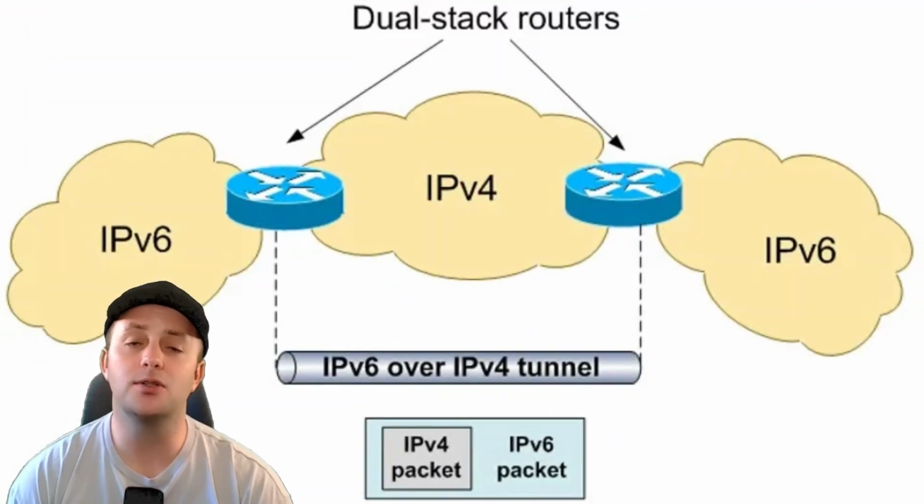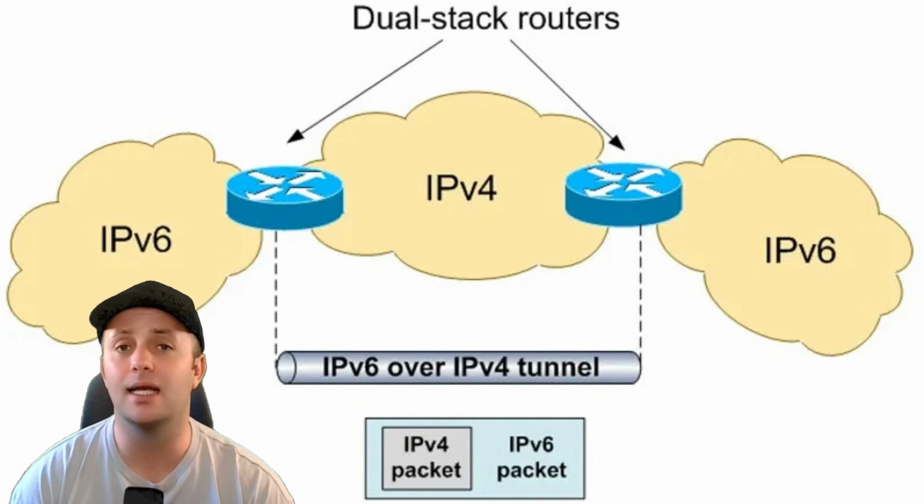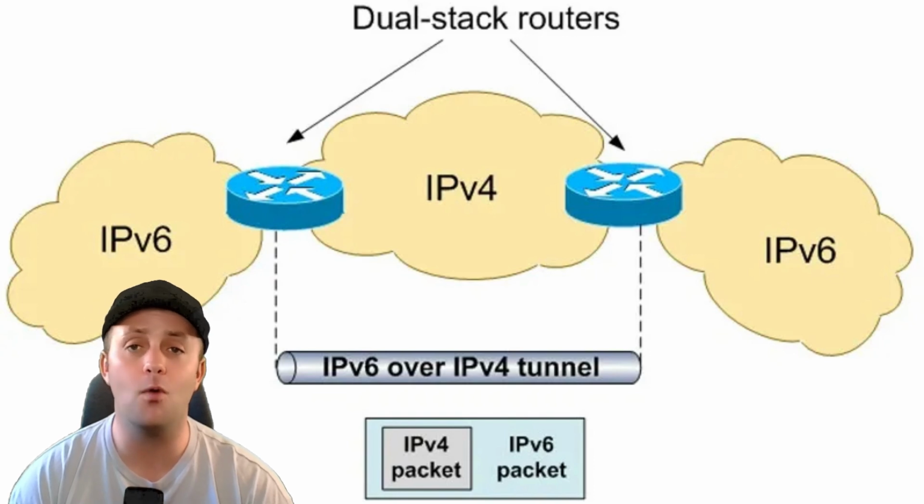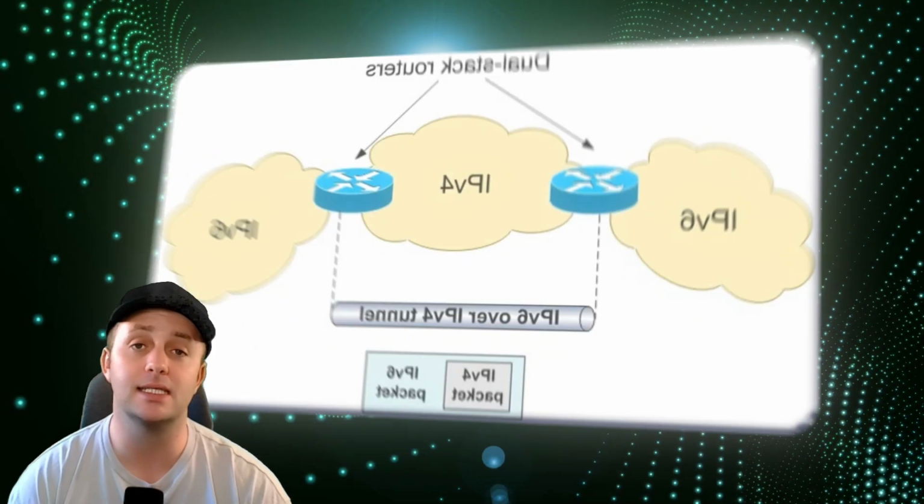Another method used in the transition to IPv6 is tunneling, where IPv6 packets are encapsulated inside IPv4 packets to travel across IPv4 only networks. This helps IPv6 traffic move across networks that haven't yet upgraded to fully support IPv6.